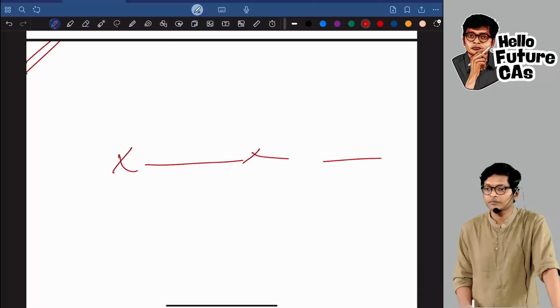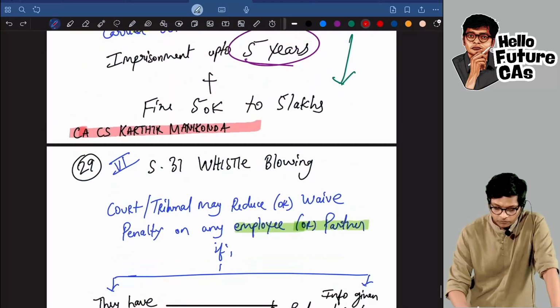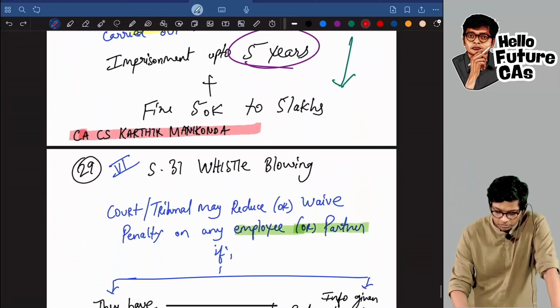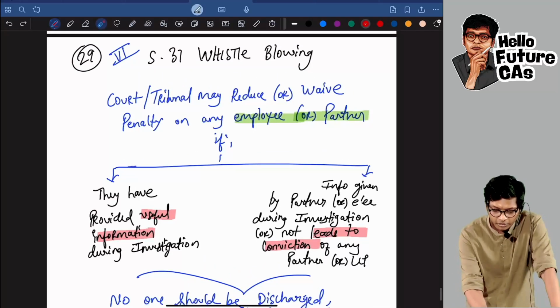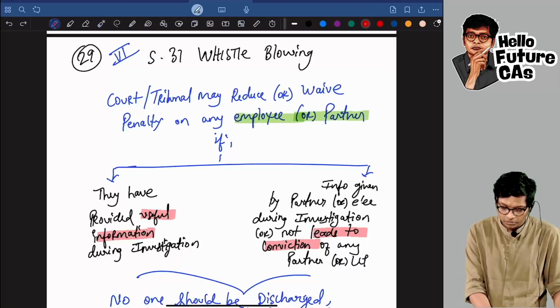Any doubts? Anybody in LLP? Sure, I understood. Yes. Liability of LLP, you have a doubt? Okay. Whistleblowing? Okay. What is the doubt here? Sorry?